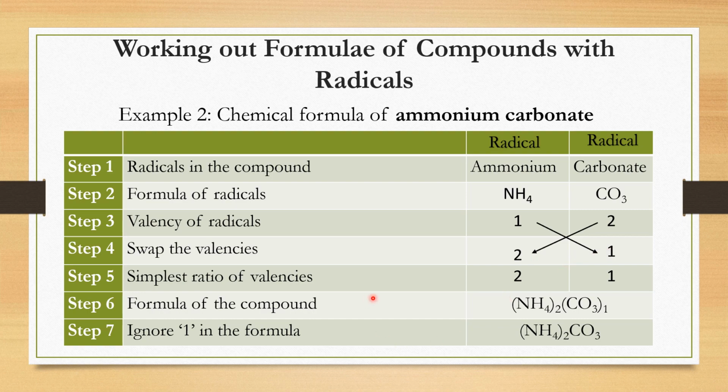The formula for ammonium carbonate is therefore (NH4)2(CO3)1. Note, if there is 1 radical unit in a formula, then you ignore the 1 and you don't place the radical between brackets. Thus, the formula for ammonium carbonate is (NH4)2CO3.